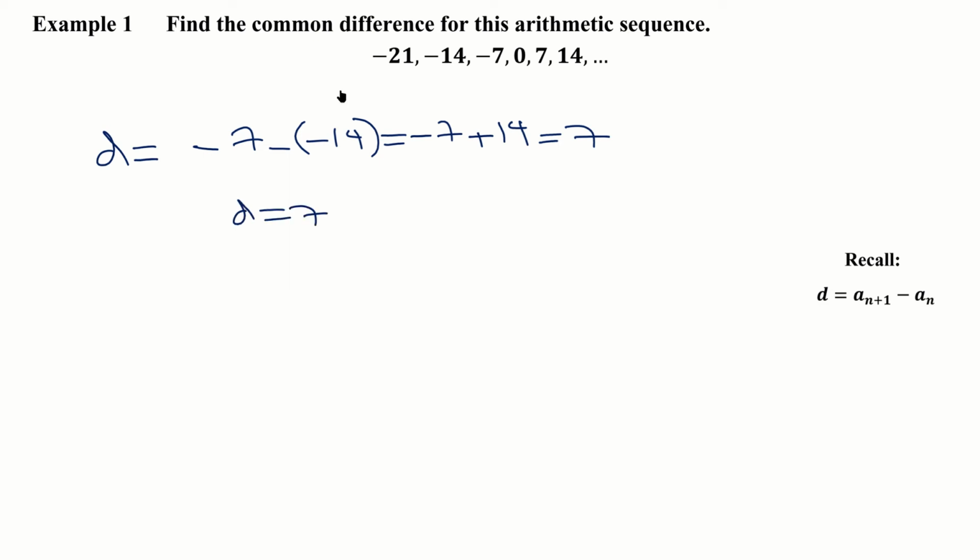Now, I chose these negative numbers because I wanted you to realize it makes no difference what kind of pair you pick. But of course, if we were just going to do this in our heads quickly, we would have just used these two, for instance. That would be the easiest pair to use. So you would start with 7 and subtract from it the term that comes right before it, which is 0. And of course, you end up with the same common difference.